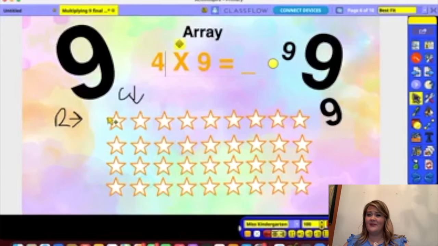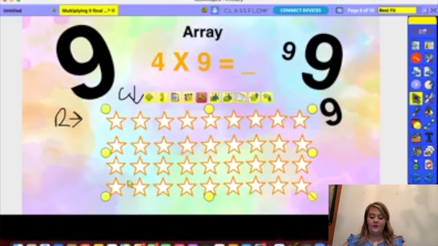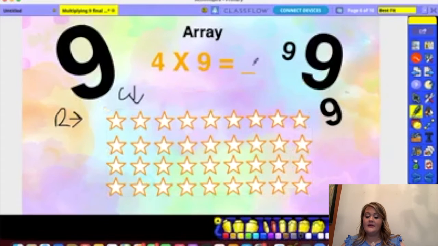And once again, it doesn't matter if it's a star that you draw or a circle or a tally mark. It can be anything that takes that place of the star, as long as it's any kind of symbol. So let's go ahead and start counting. 1, 2, 3, 4, 5, 6, 7, 8, 9, 10, 11, 12, 13, 14, 15, 16, 17, 18, 19, 20, 21, 22, 23, 24, 25, 26, 27, 28, 29, 30, 31, 32, 33, 34, 35, 36. So 9 times 4 equals 36.